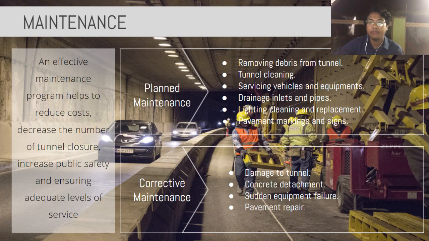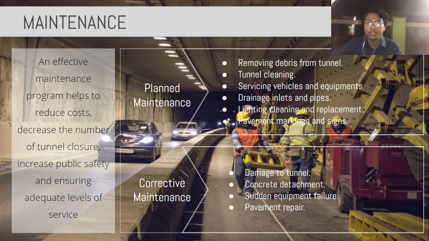Example of planned maintenance in number 1 is removing debris from the tunnel. Debris presents a number of safety concerns, and debris should be removed from the tunnel on a regular basis since it could obstruct vision, damage vehicles, or present a fire or safety hazard.